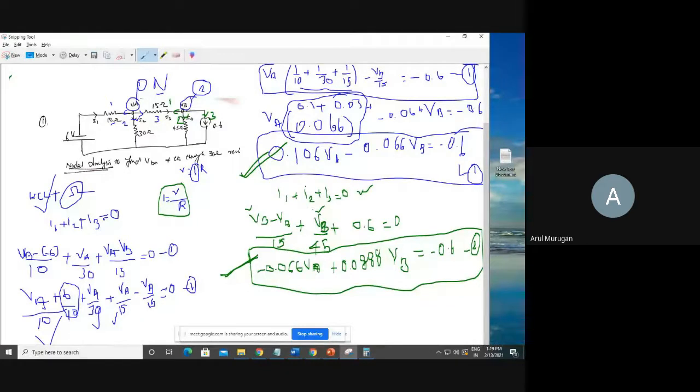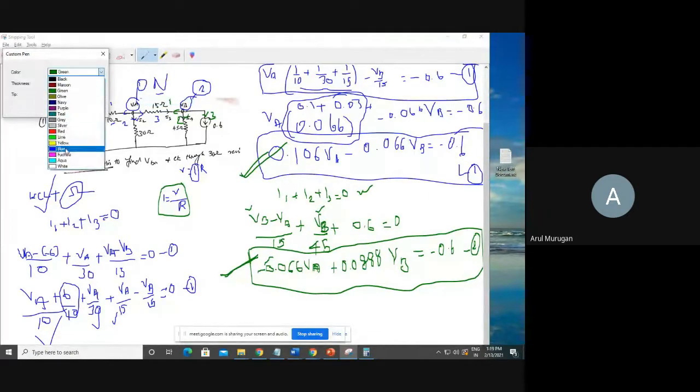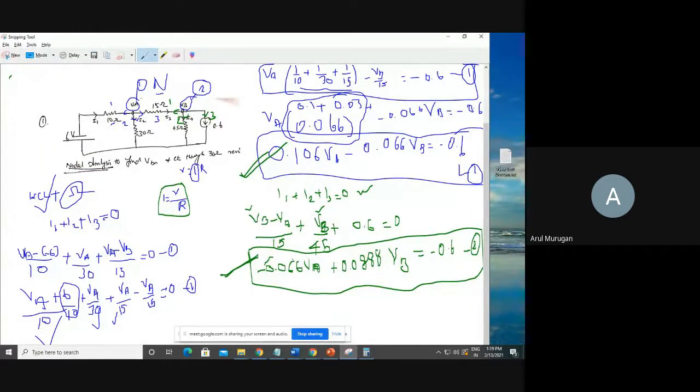Okay, so what you want to do: in equation number 1, I want to change the colors for your understanding. In equation number 1, you are going to multiply by 0.066. In equation number 2, you are going to multiply by 0.106. That's all.